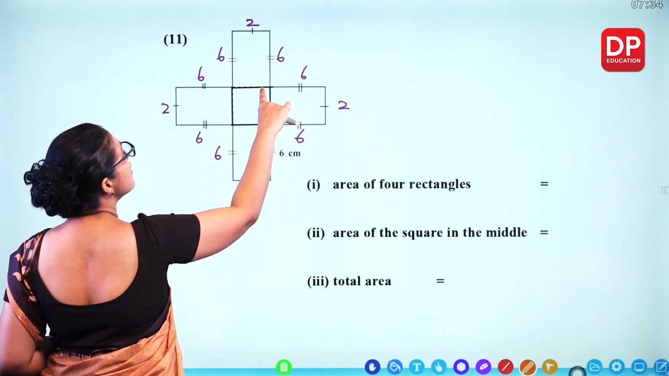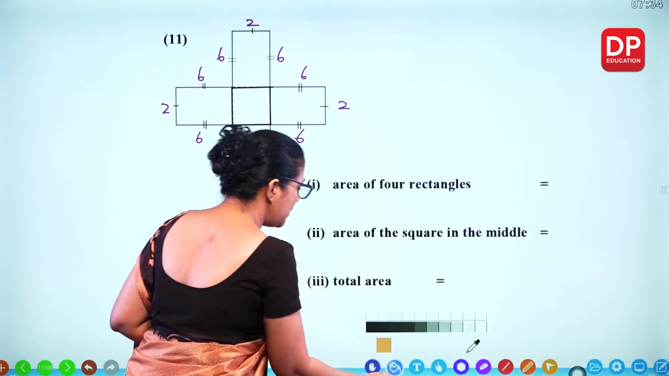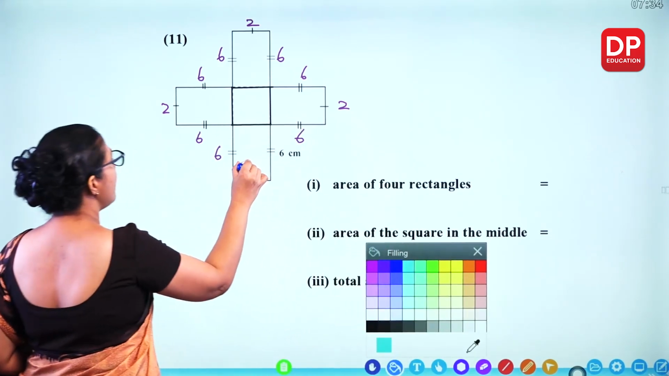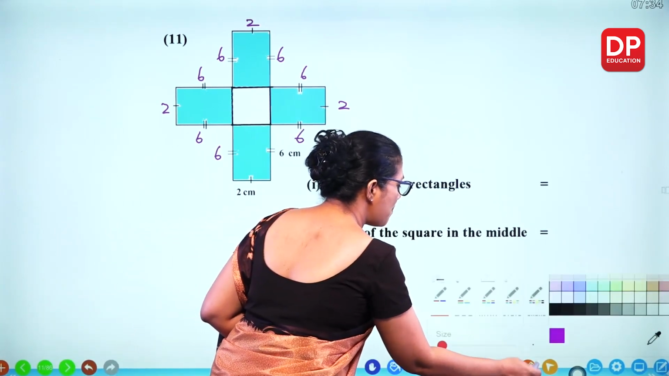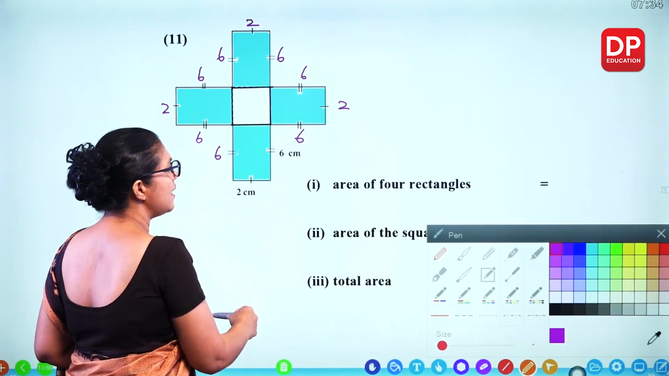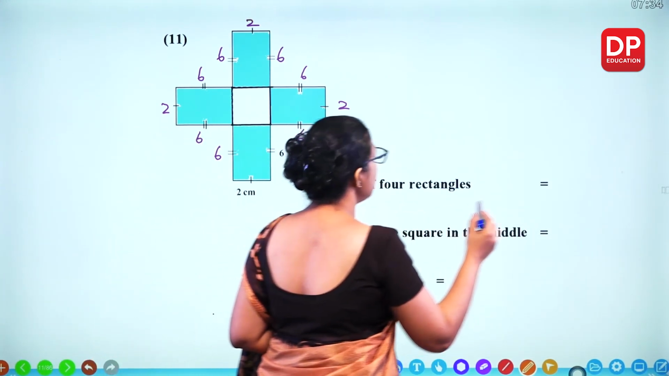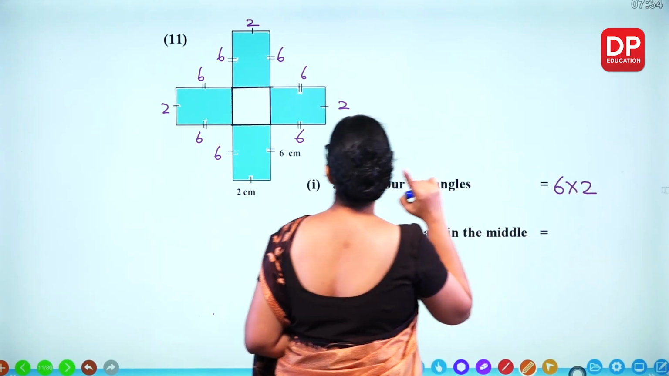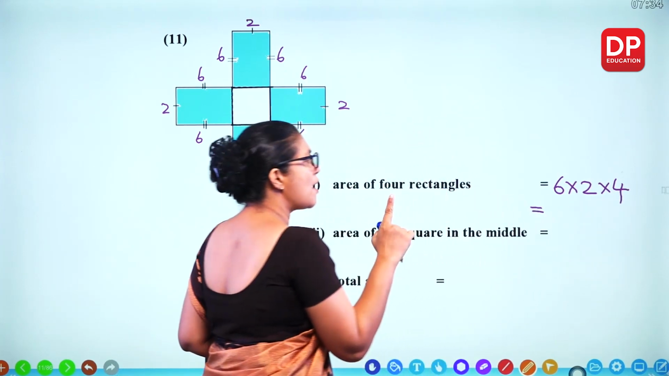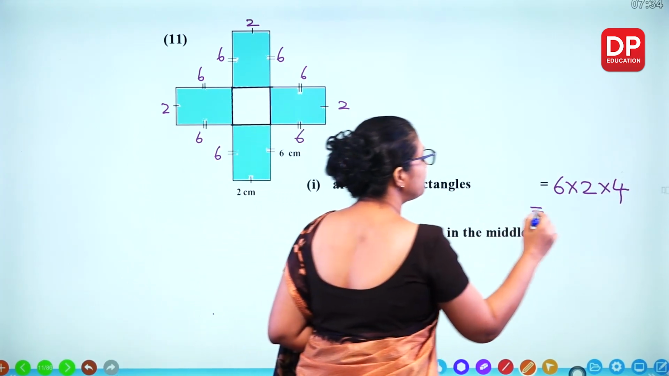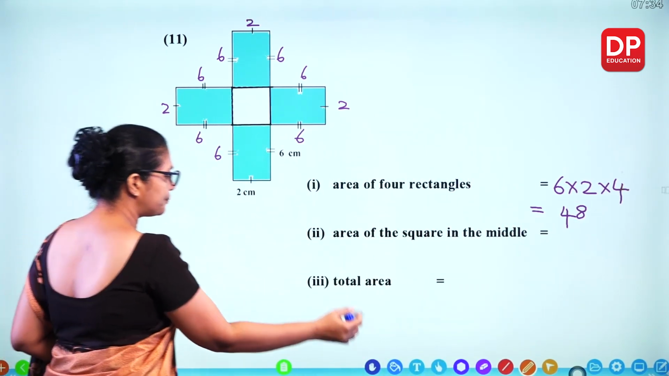Square is length 2. So how will you find out area of one rectangle? Area of one rectangle is length into breadth, and you multiply it by 4 to get the area of 4 rectangles. So one area is 6 into 2, length into breadth, multiplied by 4. 6 times 2, 12. 12 times 4, 48.